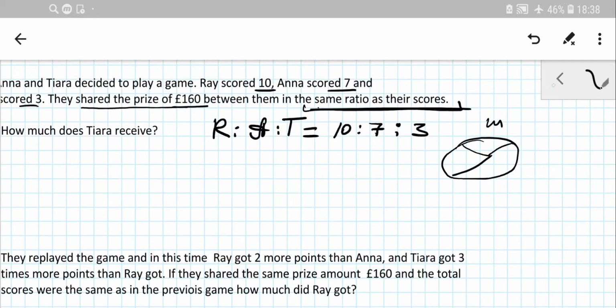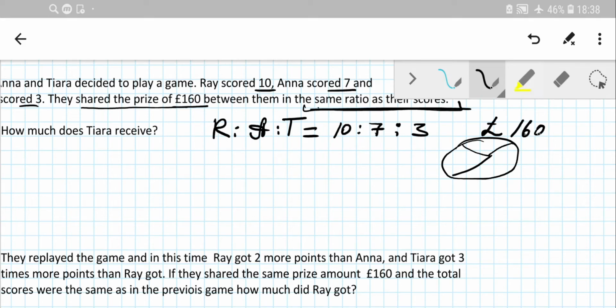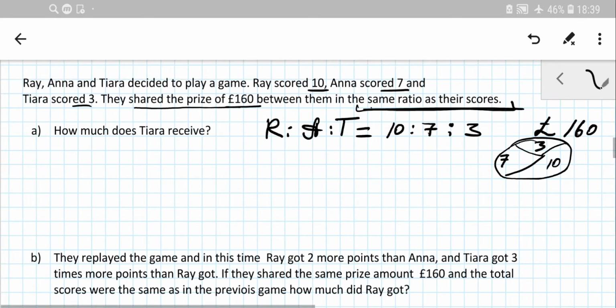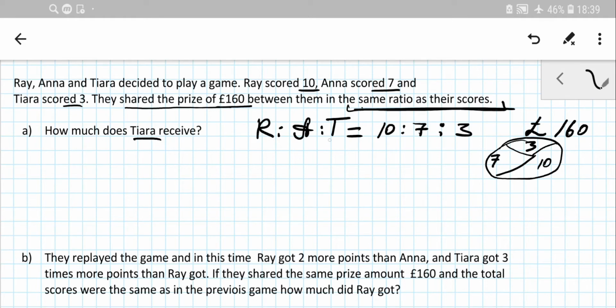So it's an amount of money. Instead of mass, you simply go pounds, and 160 in total. Now your pizza costs 160, and they have shares, let's say 10, 7, and 3. That's what you need to do. So how much did Tiara receive? For her it's 3 parts out of the total. How many total parts? In total, 10, 7, and 3 make 20 parts, right? So she's got 3 out of 20.